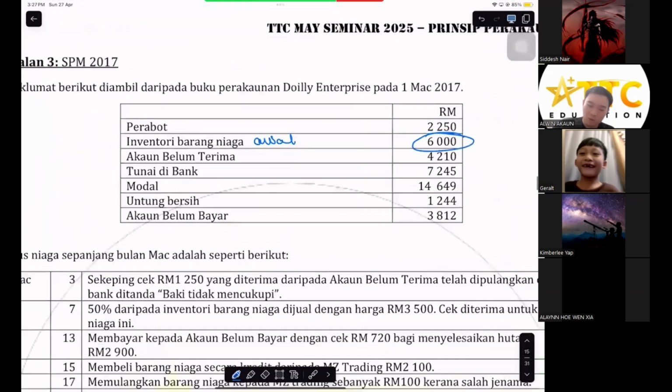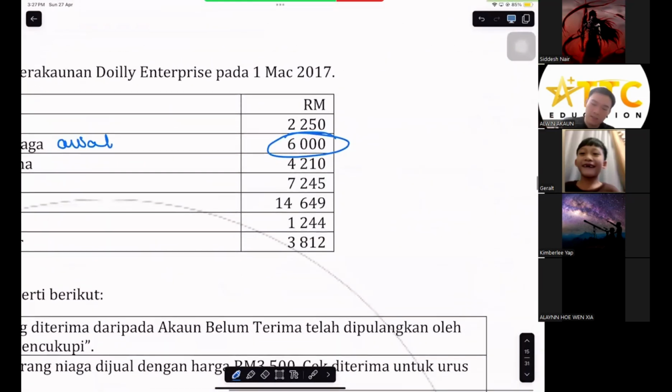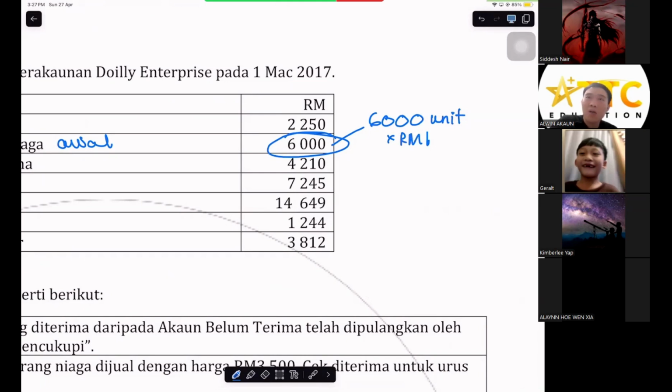Okay, might as well you think of this 6,000 as 6,000 units. You have 6,000 units, each valued at 1 ringgit for the amount you buy from your supplier. You got 6,000 of them, each at 1 ringgit. Then you can say, okay, it makes sense. I got 6,000 stuff now. Each of it is 1 ringgit, and therefore this inventory awal costs 6,000. The value is 6,000.